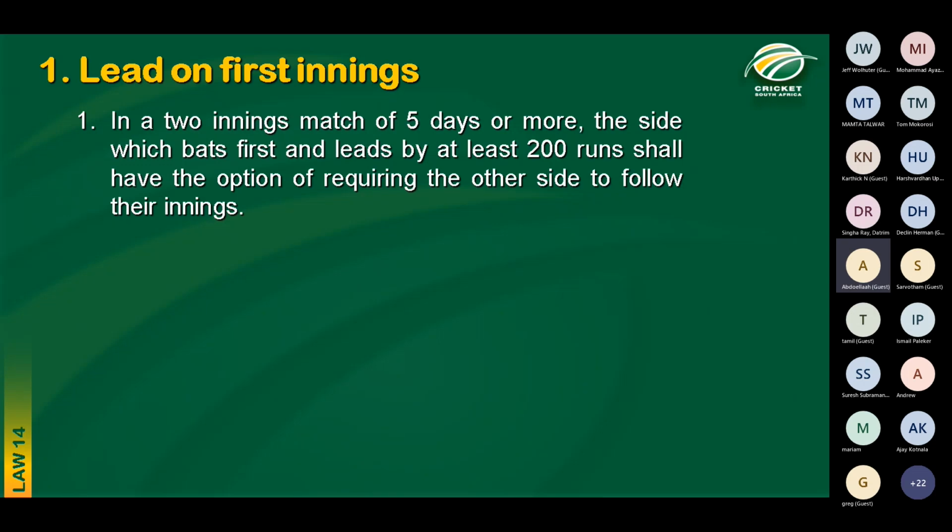Another example: side A bats and scores 500 runs. They dismiss side B for 301 runs. So the first question: the captain of side A comes to you and says, I would like side B to follow on. What would your answer be? According to the law, in a 5-day test match, the lead needs to be at least 200 runs. So in our example, with side A scoring 500 and side B dismissed for 301, what is the lead here? The lead is 199. So according to the law, the captain does not have the option to ask the other side to follow on, because the lead is 199. It needs to be at least 200 runs.